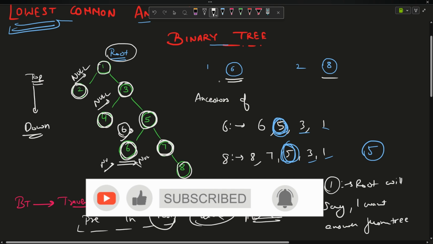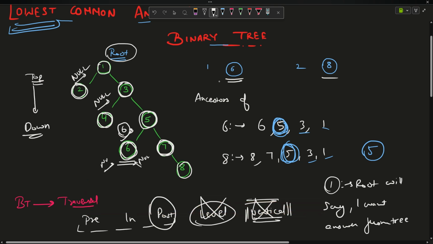7, do you have anything? 7 will say let me explore. 7's right is returning null, but when it comes to 8, 8 will return 8 itself, that I have found 8. Okay, 7 will say, I don't have both the nodes. 6 is not present with me. I just have 8, so I will just say 8.